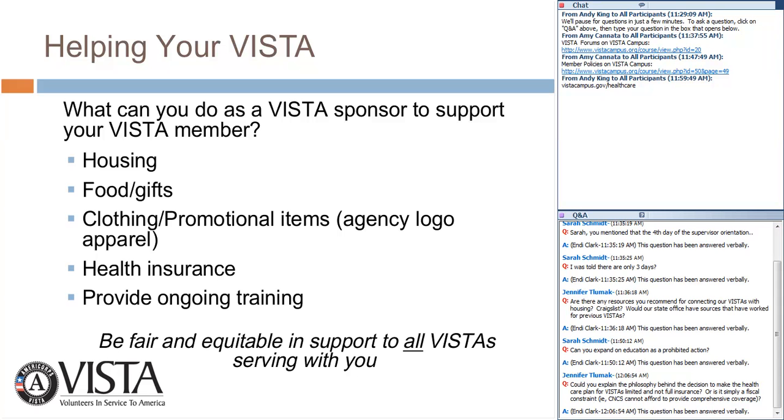That also extends to staff. If you're going to be providing your VISTA members or your staff with food or gifts, you can do that with your members as well. The bottom line is no money can pass hands.